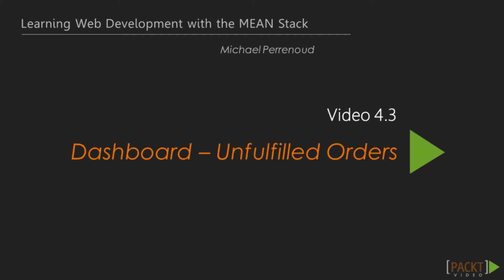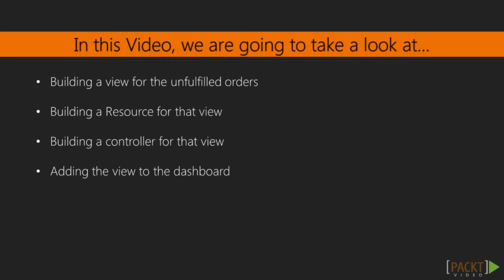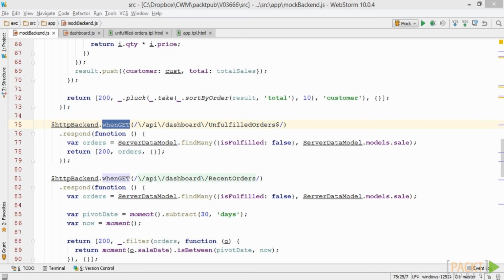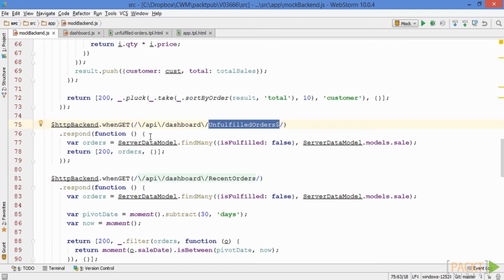Now, this is the third video in this section. And in this video, we're going to be covering some very familiar territory so we can get the rest of the dashboard built out. We're going to be building a new view for the unfulfilled order listing, a resource to recover that data, a controller to run the view, and finally hooking it up to the dashboard. We'll spend more time reviewing how we fulfill the data for the resource in this video because everything else is mostly a review.